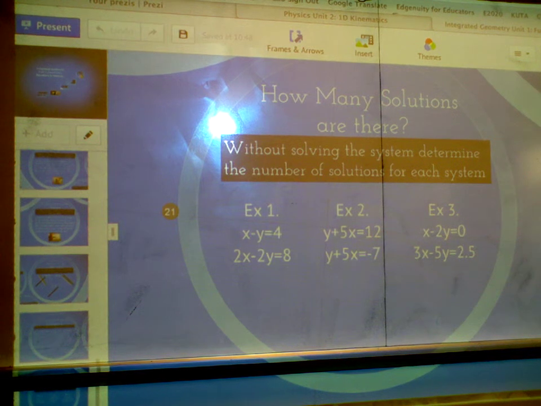Nope, you don't need to solve it first. Just rewrite each example in y equals mx plus b form.